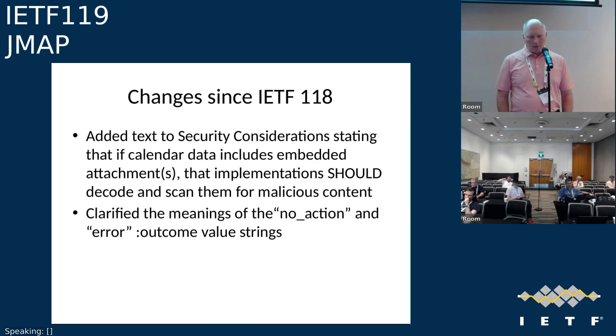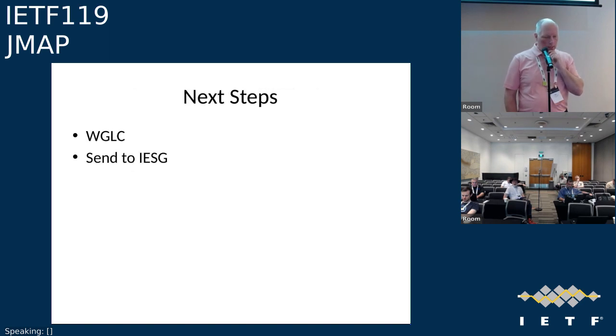Also added text to security sections about attachments. As we discussed in Prague, it basically says it should decode them if necessary and scan for malicious content. And based on some feedback, I clarified the meanings of these two outcome error strings. Next slide. And that is it. As of right now, I think it's ready for working group last call. So take that to the list, hopefully. Yep. All right, thank you.